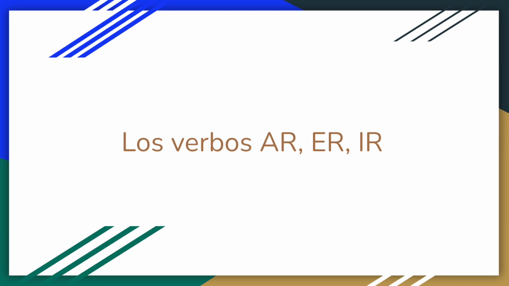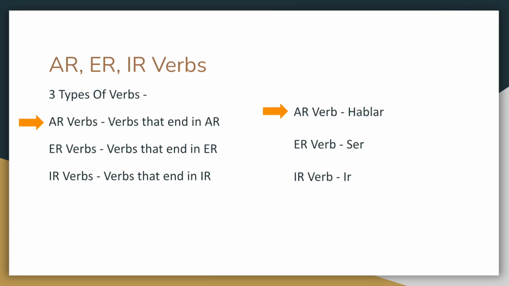In this video, we'll be learning about the different types of verbs and their conjugations. The first type of verb in Spanish is an AR verb. These are verbs that end in AR. For example, hablar, which means to speak. Hablar ends in an AR, so it's classified as an AR verb.